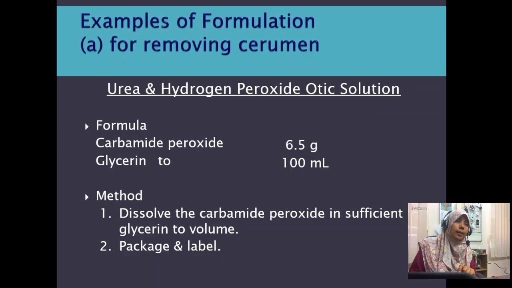Okay, so example of formulation. As I told you earlier, there are a lot of indications for Otic preparation. The first one is for removing cerumen. So you can make urea and hydrogen peroxide. For example, you put carbamide peroxide and also glycerin. Dissolve the carbamide peroxide sufficiently in the glycerin to volume, and then package and label. This one you don't need to put preservative because the vehicle is only glycerin.